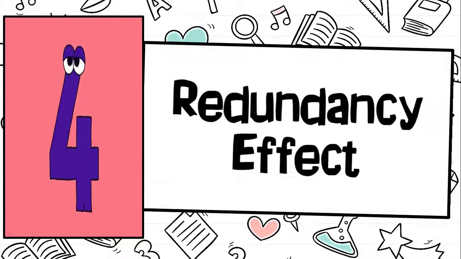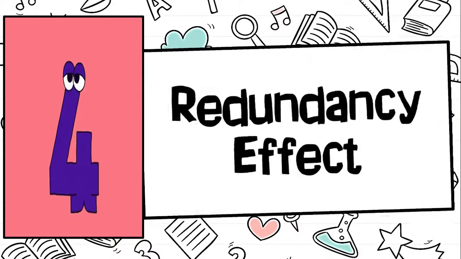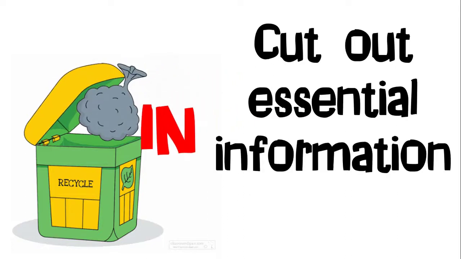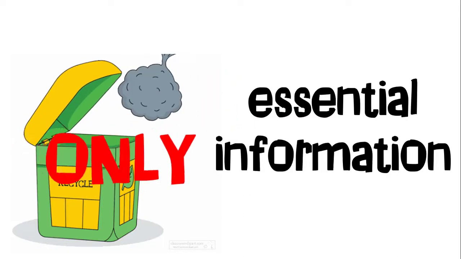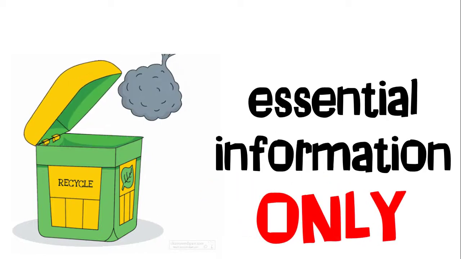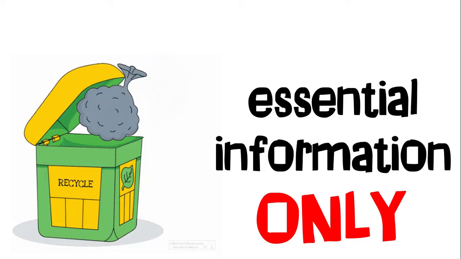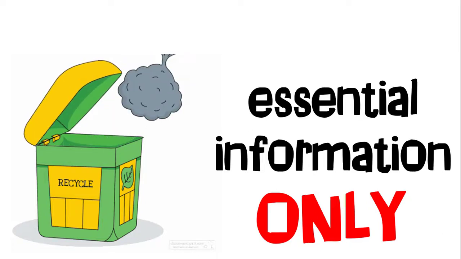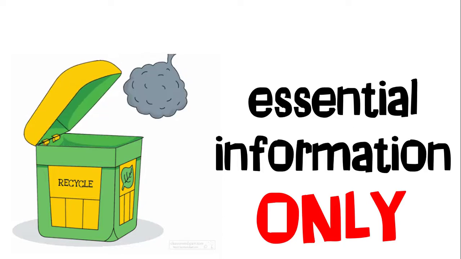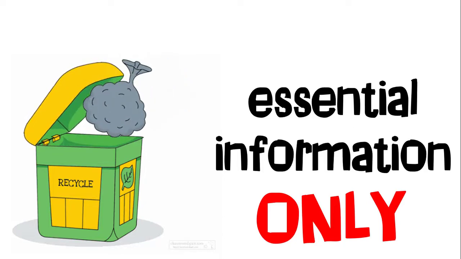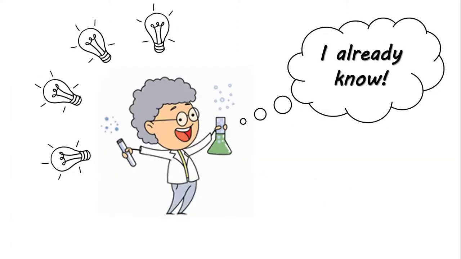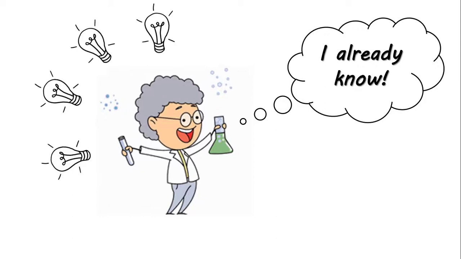Number 4, the redundancy effect. Cut out inessential information. We sometimes assume that providing students with extra information is helpful or at the very least harmless, such as information that students already know, additional information that is not directly relevant to the lesson, or the same information presented in multiple forms. However, presenting students with inessential information can hinder learning.